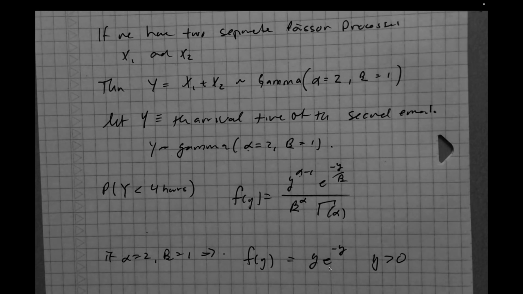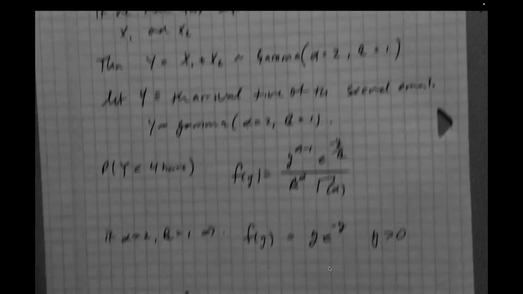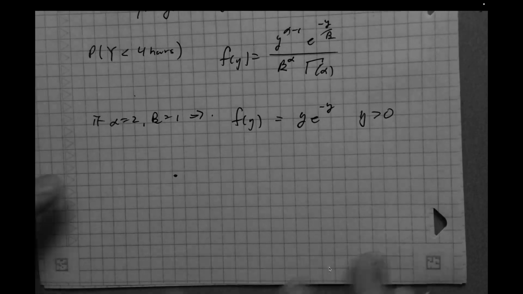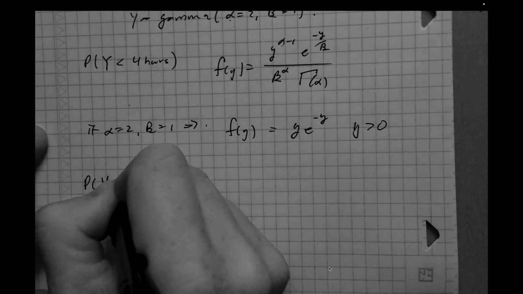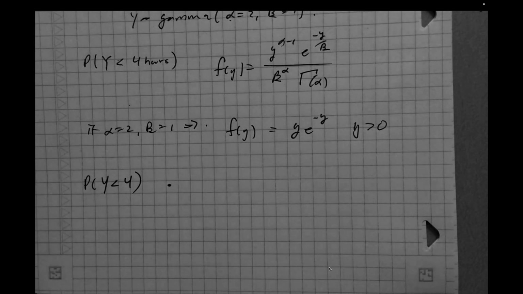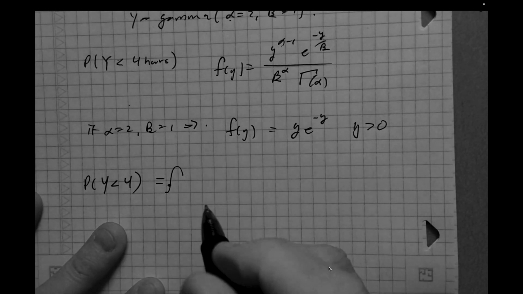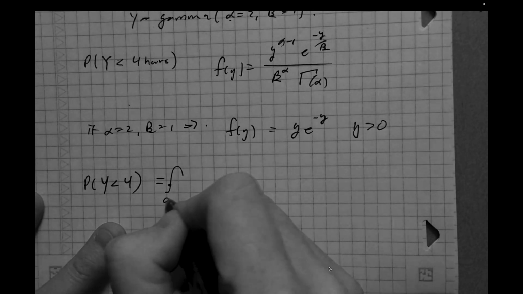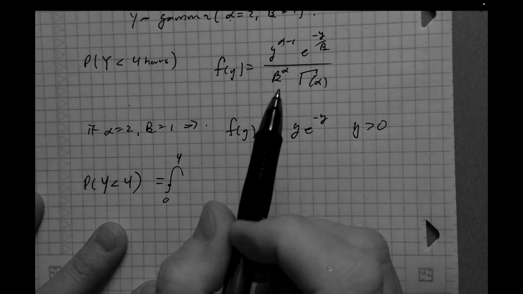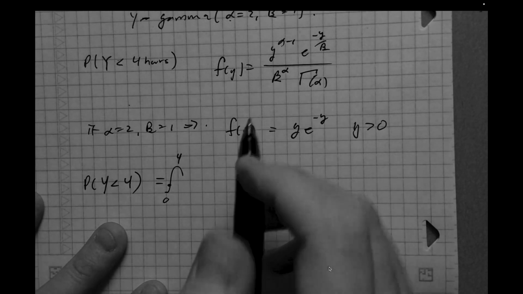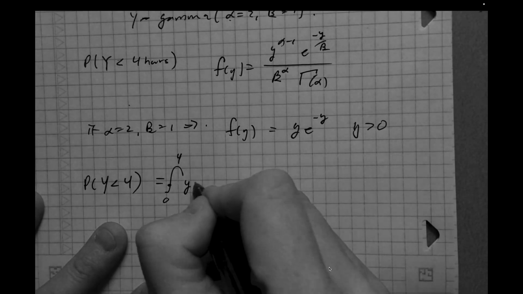What we're interested in is the probability that y is less than 4. That's a simple integration. We take the integral from 0 to 4 of y times e to the negative y dy.